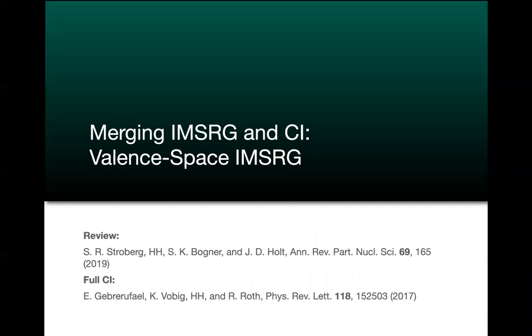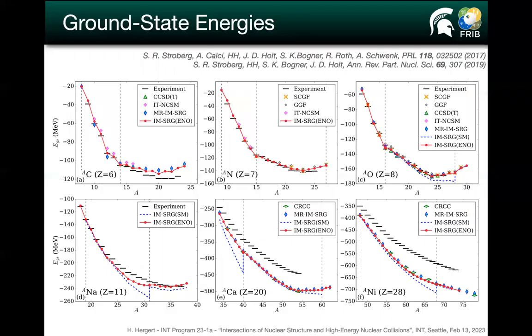So let's start with the valence-space IMSRG. As I said, this is deriving shell model interactions and operators, which people who have been doing empirical shell model calculations can easily use in their codes. And what's shown here is just an overview of ground state energies for very light nuclei. Still, this is like carbon through oxygen. There's SD shell nuclei, sodium and calcium, and then there's nickel.